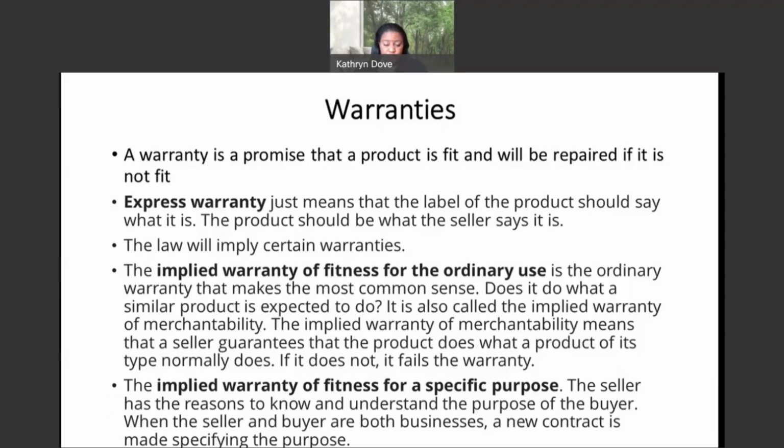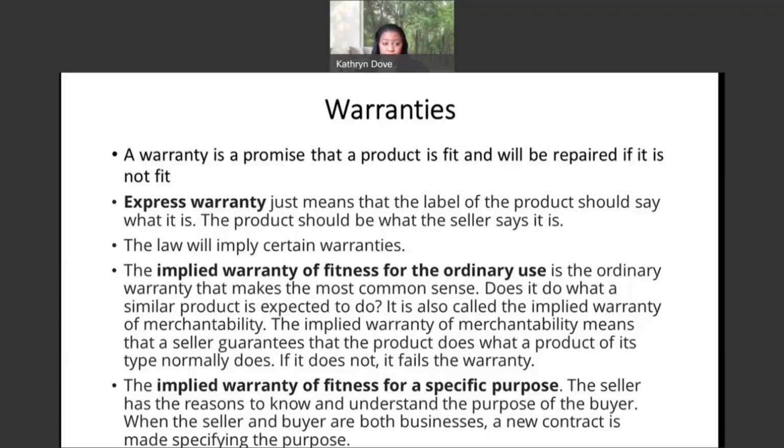In addition to those express warranties that are stated or written, there are implied warranties that are implied at common law. One is the implied warranty of fitness for ordinary use, and that is the ordinary warranty, which makes sense when you purchase a product. Does it do what it is expected to do? If I purchase a bed, I expect to be able to sleep on that bed without it crashing. If I purchase a mattress, I expect that product to be fit for its ordinary use.